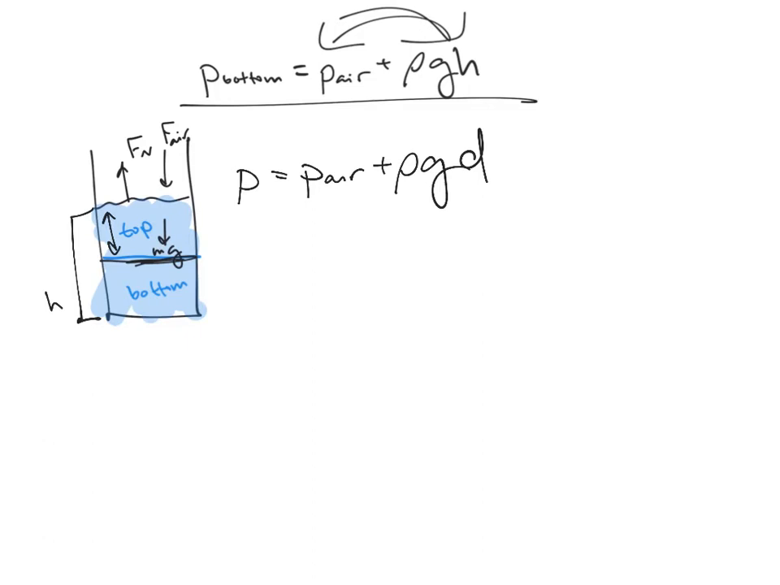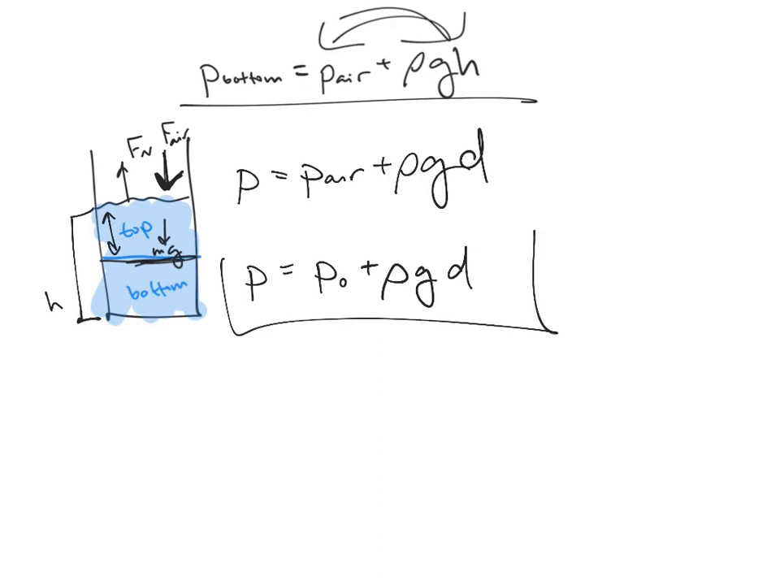But we can generalize this a slight bit even further and say that pressure equals the pressure at the top, which could be the air, it could be from something else. We're just going to call that pressure naught. So this force that's pushing down from air in our picture could be from something else, so it could be a different pressure, but it's P naught plus rho g d. And this is the equation for hydrostatic pressure, which we're going to use very consistently from now on.